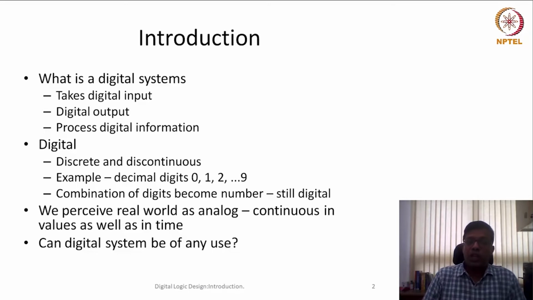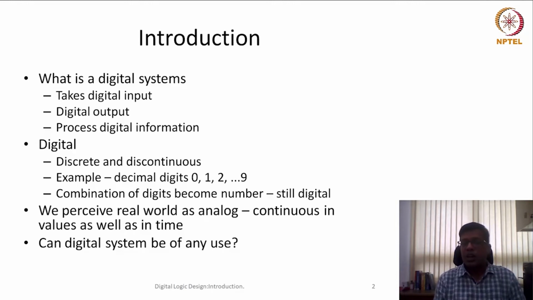Before going into detail, in this particular lecture, we'll try to understand what is the meaning of digital logic design or a digital system. Digital system is formed with these two words, digital and system. What is digital? Digital means discrete and discontinuous.